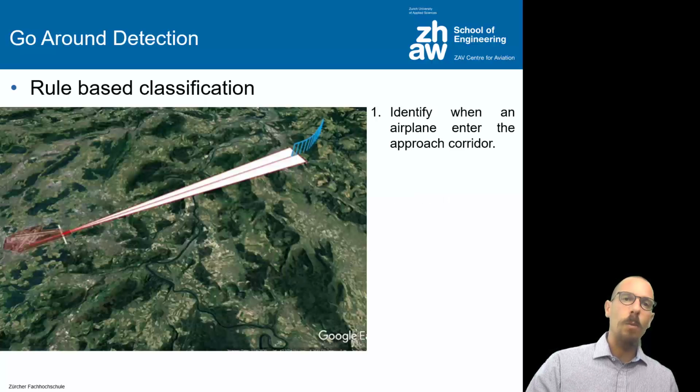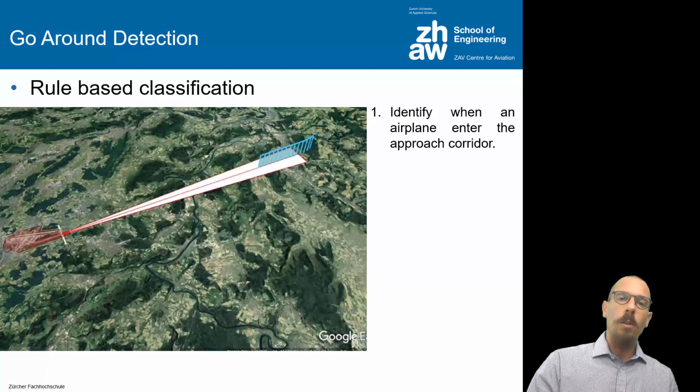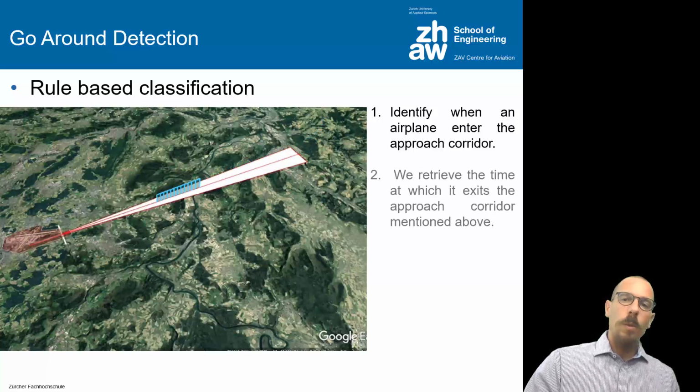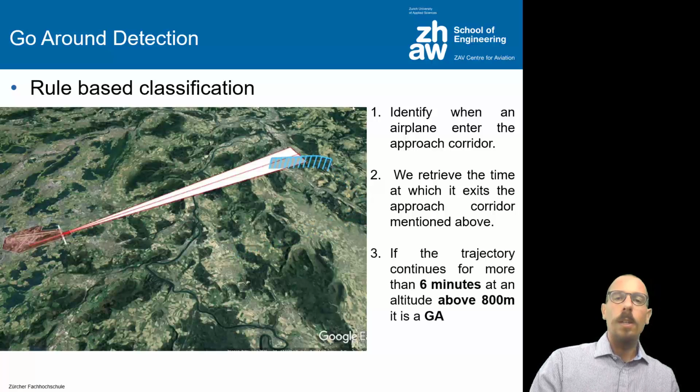And let's have a look at how we did the detection of a go-around. It's also a rule-based classification. We defined an approach corridor for runway 14 and detected when an aircraft enters it. Next, we detected when the aircraft leaves the corridor, and that is usually when the aircraft actually lands on the airport. But if the aircraft stays within our system or is still observed for more than 6 minutes and it's above 800 meters above ground level, we assume it to be a go-around.